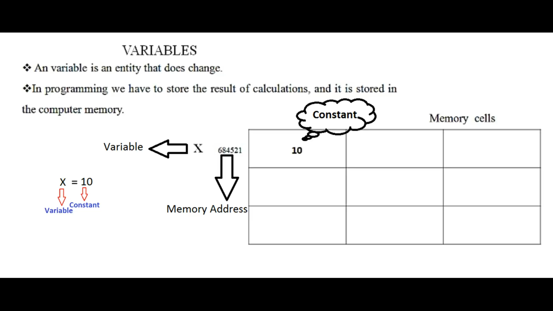For example, as we can see, in the first memory cell we store a constant value 10, and the memory address of this memory cell is 684521. We provided a name to this memory address, x, and here x is called a variable.